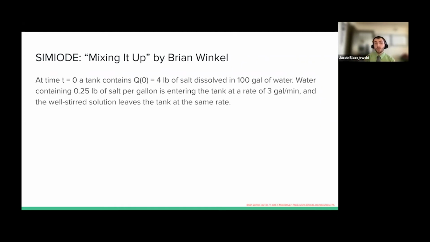For the activity, I chose to go with the one I have the most experience with, which is this idea of mixing problems for a first order differential equation, which happen both in Calc 2 and I think are possibly applicable in the high school curriculum, but I don't know exactly where, and I might be overstating that. So I'm sorry to our audience members if I've said wrong information there. But with that, there is an existing activity by the fearless director, Brian Winkel of the SIMIODE project.